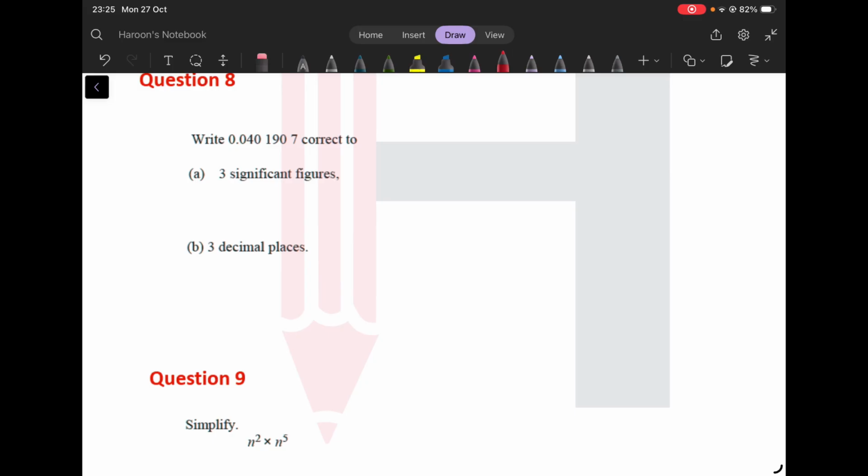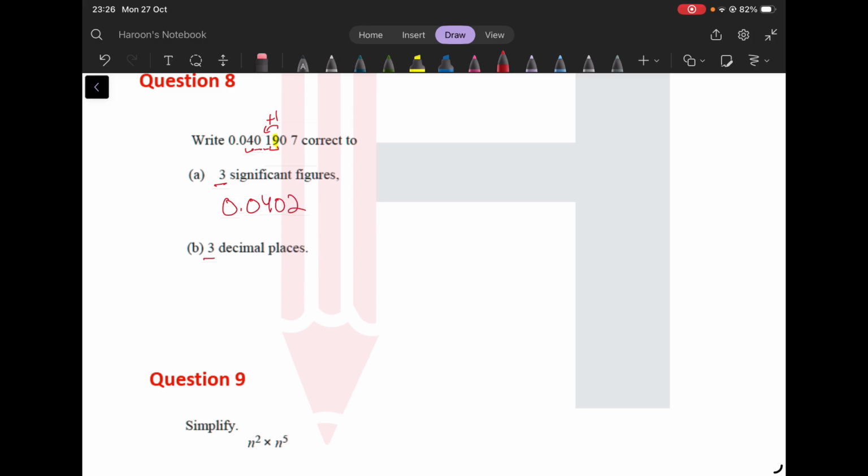Next, 0.041907 correct to three significant figures. First significant figure is this 4. Second significant figure is this 0. Then third significant figure is this 1. This is the fourth significant figure, 9. So this is my fourth significant figure. Now I'll have a look. If it is 5 or greater than 5, then I add 1 to the previous digit, and it is greater than 5. So this 1 would become 2. I add 1 to the previous digit. So this basically becomes 0.0402. This is the final answer.